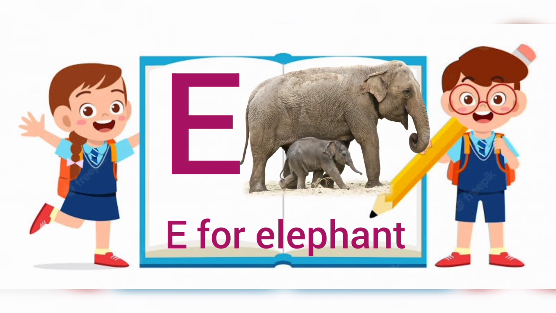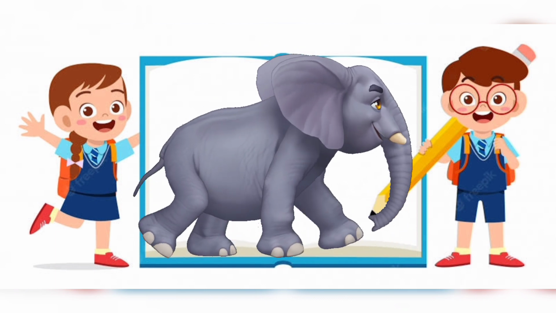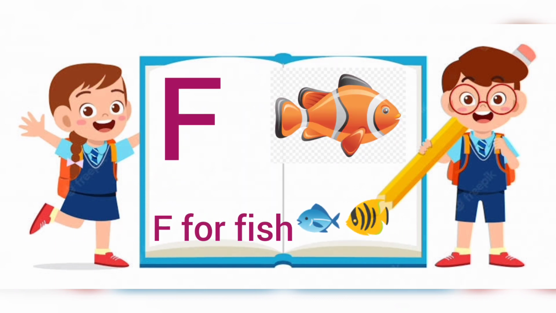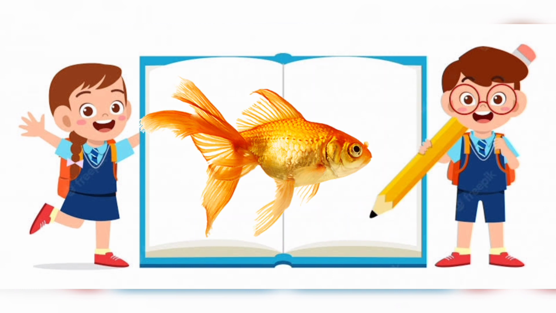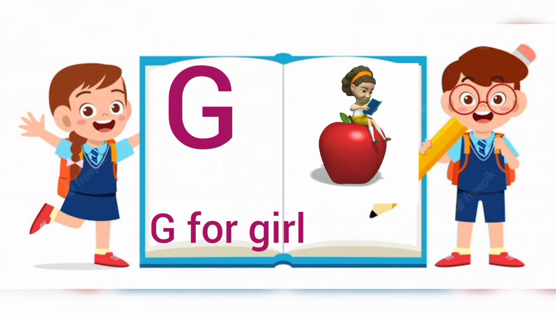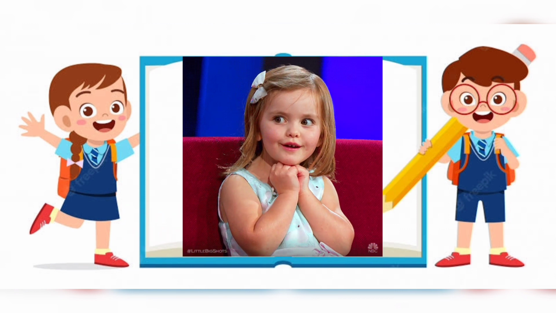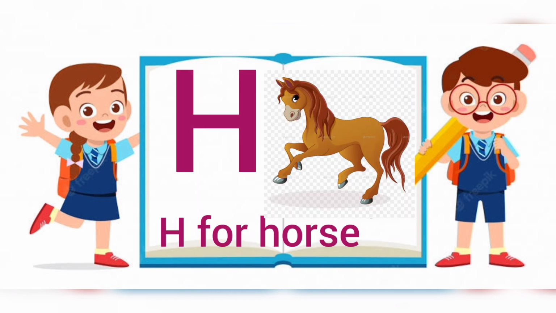E for elephant. F for fish. G for girl. H for horse.